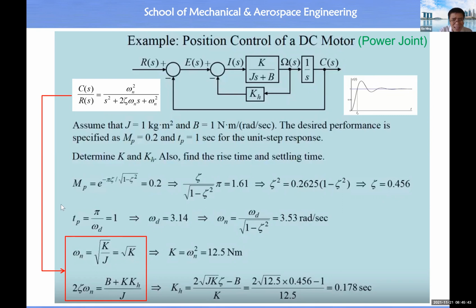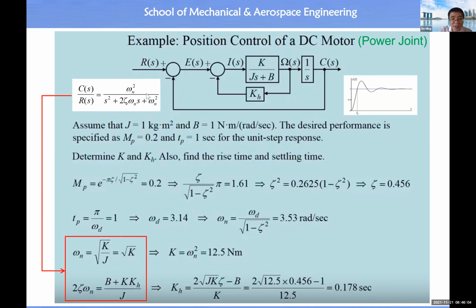Then this formula depends on omega d. Omega d equals omega n times the square root of 1 minus zeta squared. If we know omega d, that means what? We know omega n. Once we know zeta, we know omega n. Then we know this final transfer function.